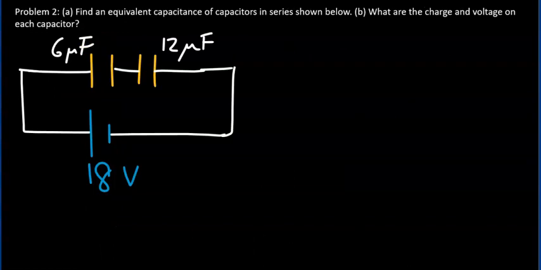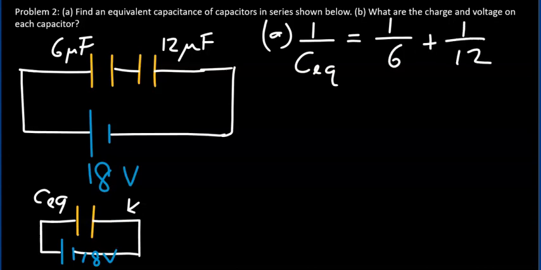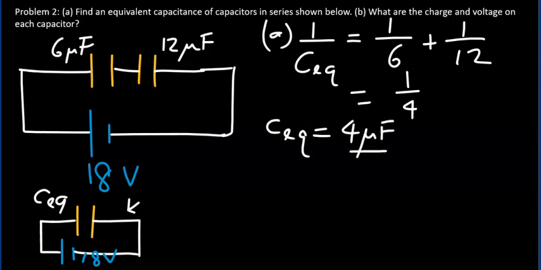Problem 2. Find an equivalent capacitance of capacitors in series shown below. What are the charge and voltage on each capacitor? So this is the equivalent circuit. We know for capacitors in series, the inverses of the capacitances add up. So 1 over 6 microfarad plus 1 over 12 microfarad is 1 over the equivalent capacitance. And that's going to be 1 over 4. So that means the equivalent capacitance is 4 microfarad.